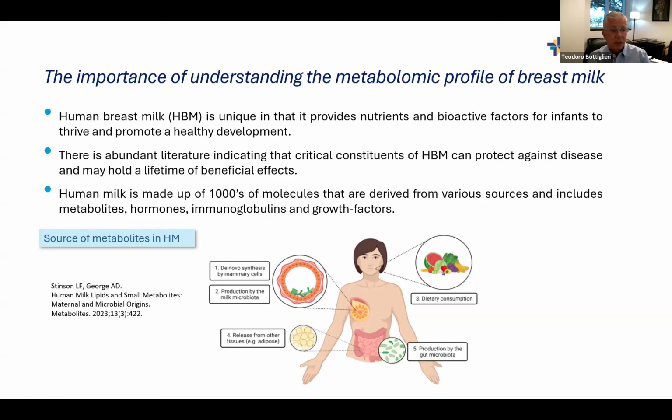In fact, the human milk metabolome is made up of thousands of molecules, and these are derived from various sources, as shown in this picture, taken from this very nice publication by Stinson and others. The milk metabolome can be affected not only by what's being produced in the mammary cells, but also by the milk microbiota itself, the gut microbiota, the diet, and perhaps also other tissues which seep out metabolites into the circulation and can cross over into the breast milk.